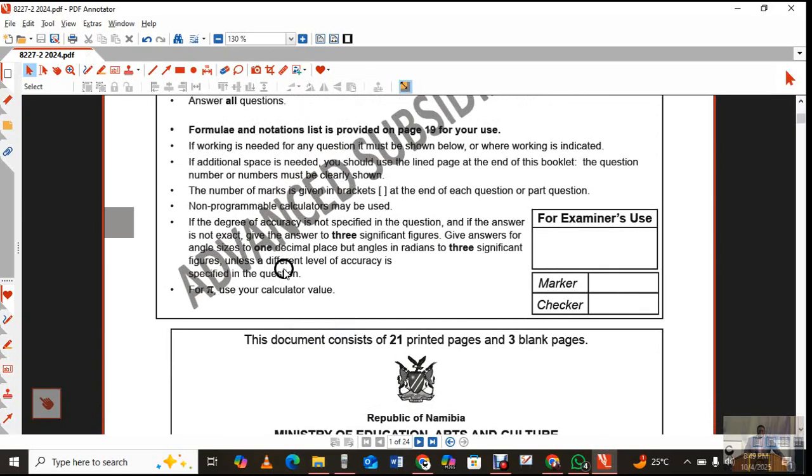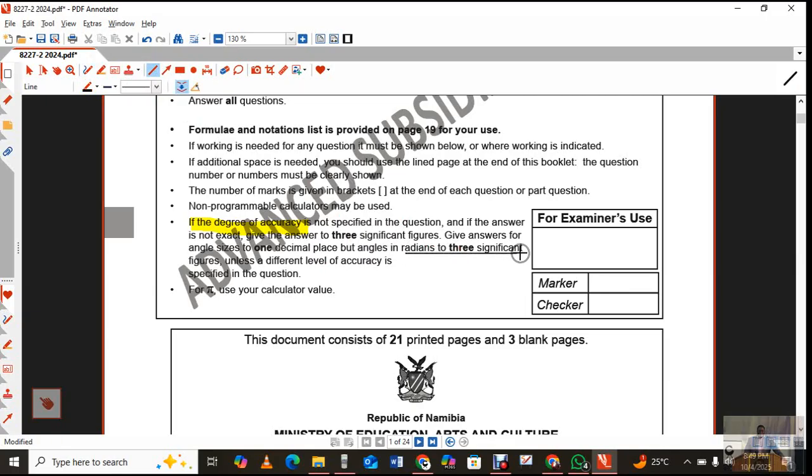Of course, I always say take note of the instructions and the information, especially the one that deals with the degree of accuracy. If it's not specified in the question and the answer is not exact and they don't tell you that you must write the exact value, then you will follow the rounding indicated here. That means three significant figures. But when you deal with angles, in degrees it is one decimal place and in radians it's three significant figures.